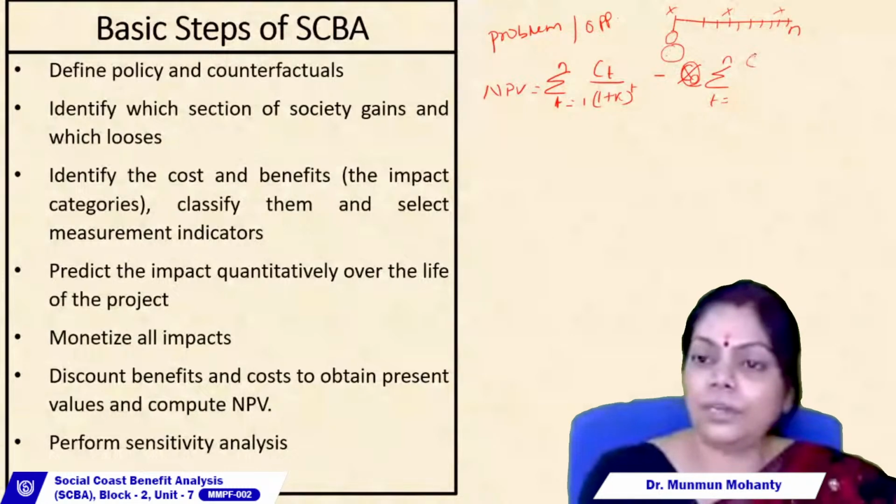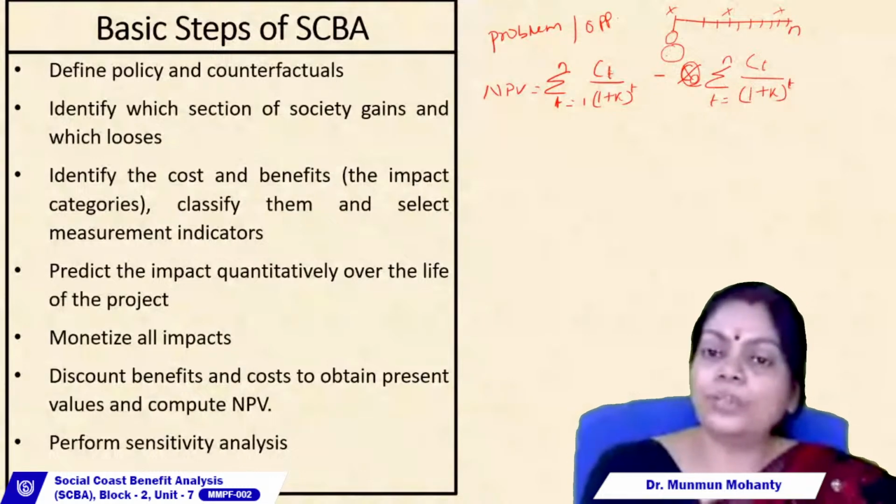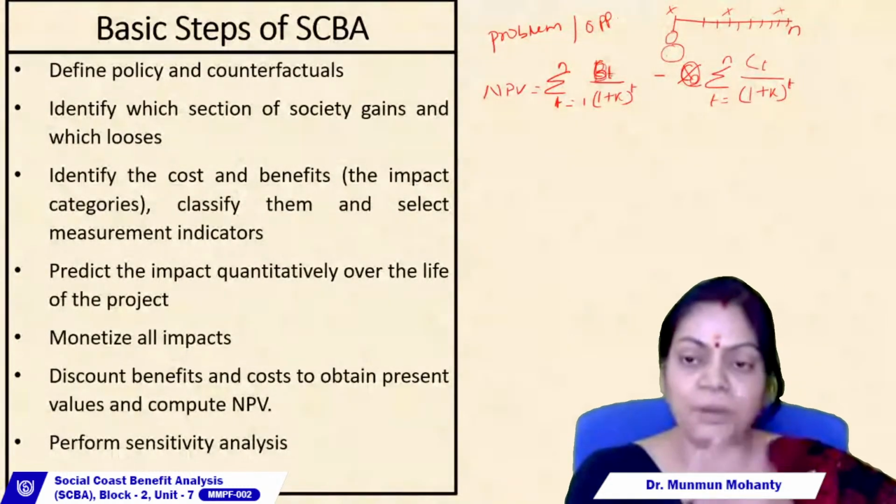Here I'm talking about the investment divided by the discounting factor to the power t. So here, how will I distinguish now between this and this? So here, let me make it the benefit. The benefit that is accruing to me.